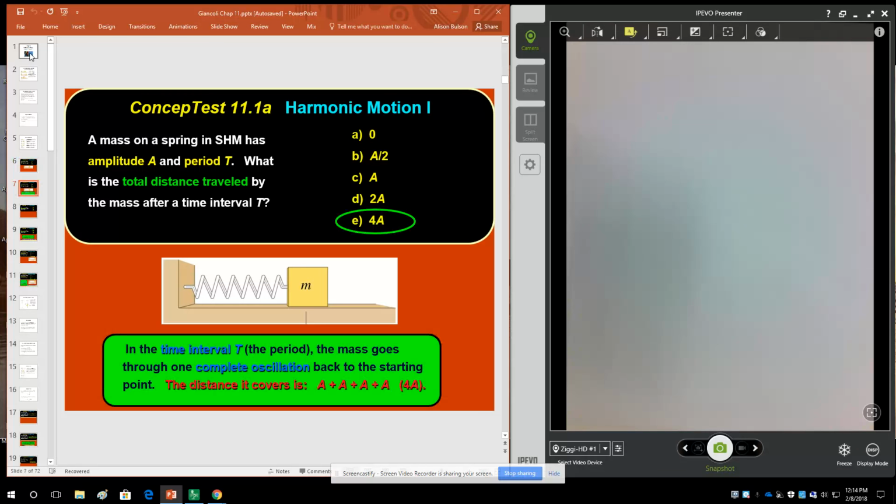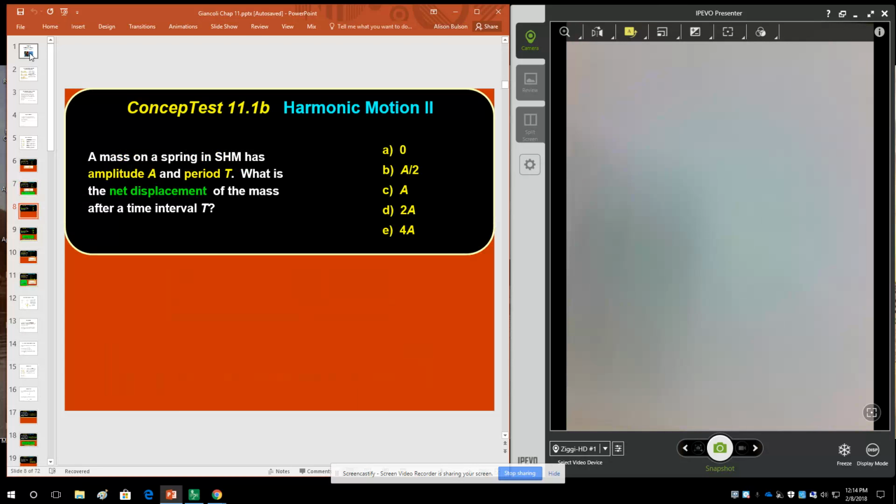So after one full period, the mass has gone from, let's say, its stretched position at plus A to 0, so that's 1A. Then 0 to negative A, that's another A. Negative A back to 0, there's another A. 0 back to positive A. So 4 times the amplitude.